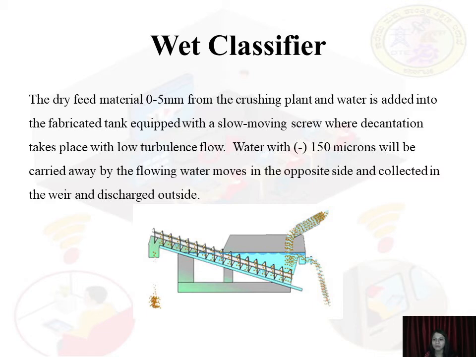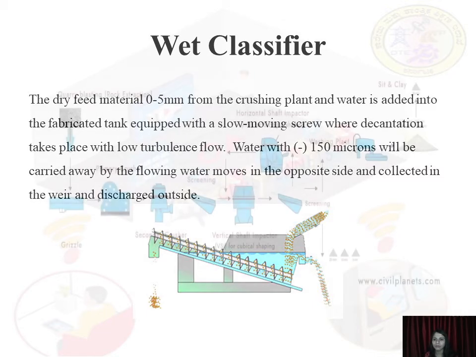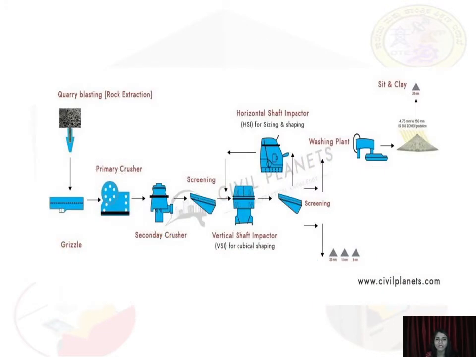This is the flow diagram of how the manufacturing of sand takes place. You can see here, first of all, the stones are quarried, and then taken to the primary crusher, that is the jaw crusher, and then it is screened in the same crusher, only the screening will be there. The next is the secondary crusher.